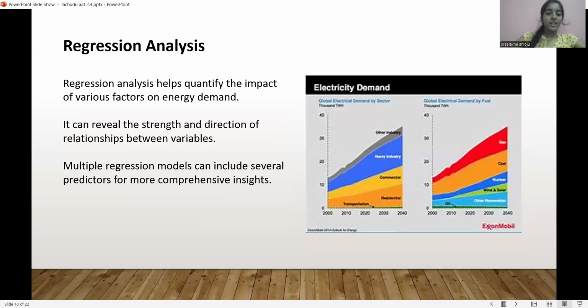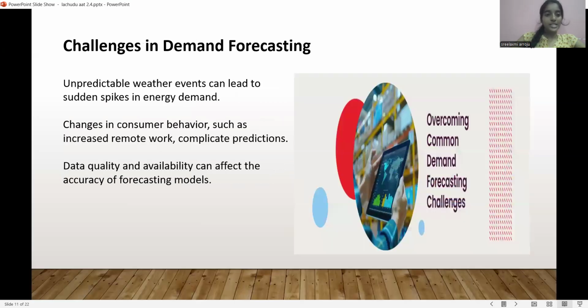Regression analysis. Regression analysis helps quantify the impact of various factors on energy demand. It can reveal the strength and direction of relationships between variables. Multiple regression models can include several predictors for more comprehensive insights.